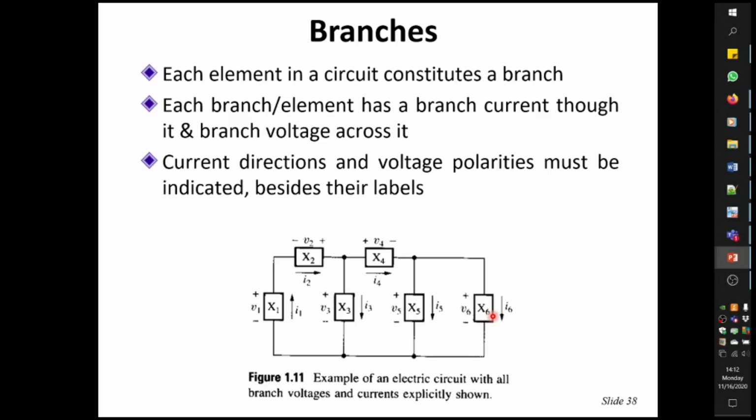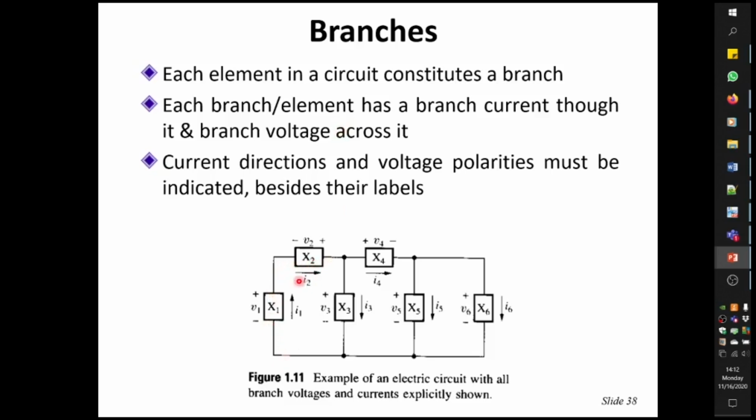Then each element in a circuit constitutes a branch. Basically, branch is another name for an element. So you have 2 branches here. This is not a single branch, it's 2 branches. This is one branch and this is another branch. Each branch or element has a branch current through it and a branch voltage across it. For instance, for this branch here, there is a current I1 that flows through it.